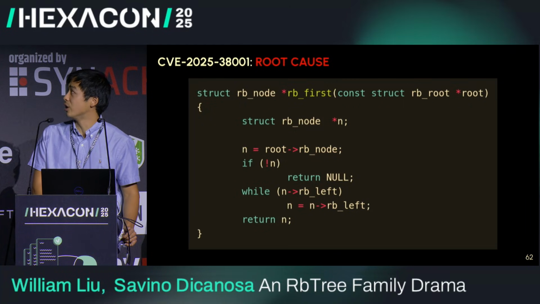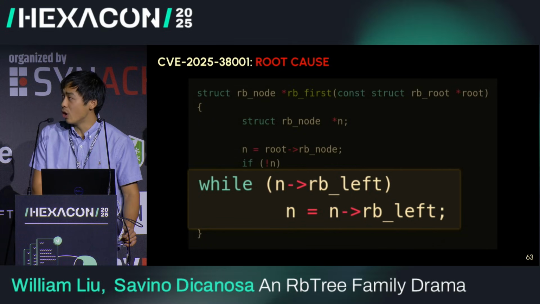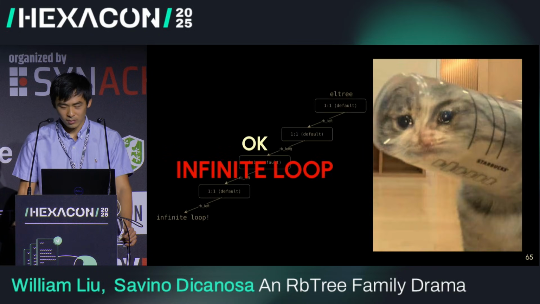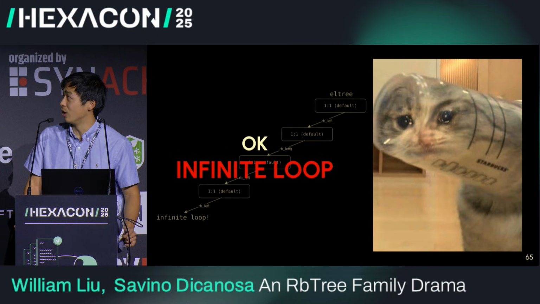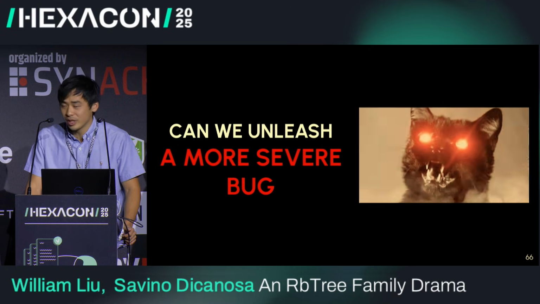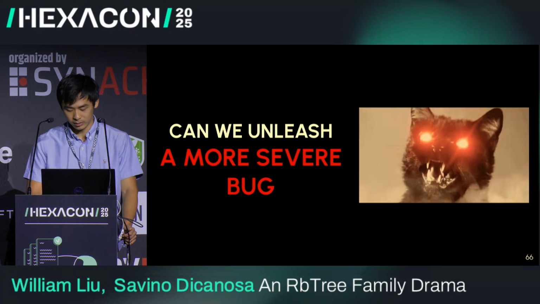This RbTree RB first function goes down the left node. Remember that the left node always points to the object itself. So the kernel just keeps looping down itself, and it creates an infinite loop. But it's an infinite loop, we don't really care. It's a DOS bug, it's not useful. We want something more. And the question becomes, can we unleash a more severe bug?